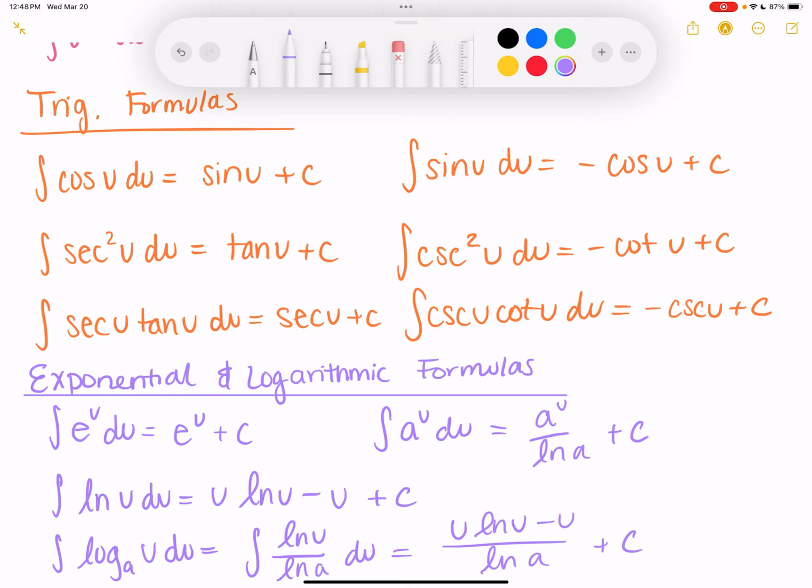And so we'll be using u and then taking the derivative of u to rewrite things in terms of u's, which is why all these formulas are written that way, so that it'll make your life a little easier when we go to do examples.